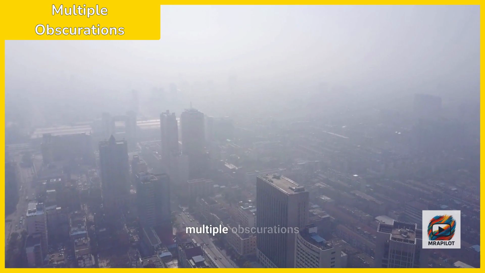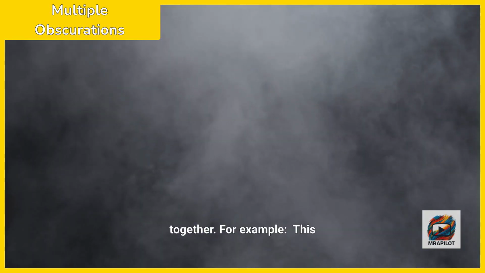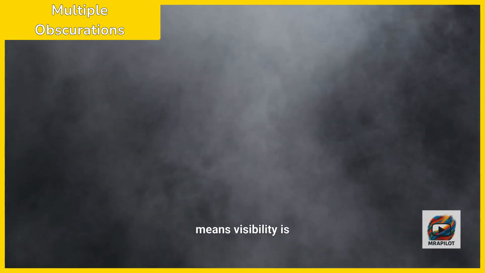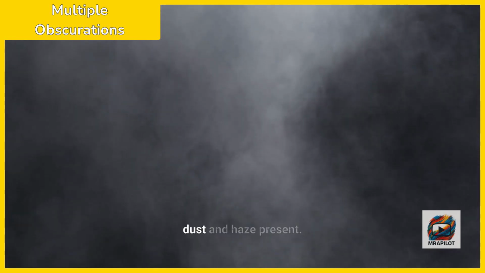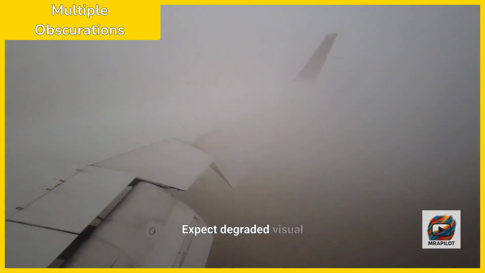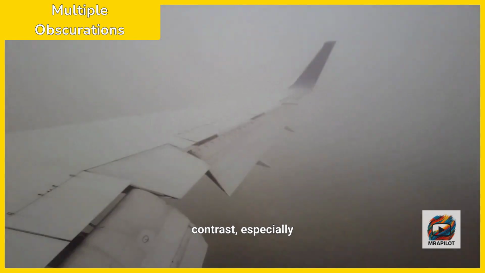Sometimes you'll see multiple obscurations together. For example, this means visibility is 6,000 meters, with both dust and haze present. Expect degraded visual contrast, especially during descent or approach.